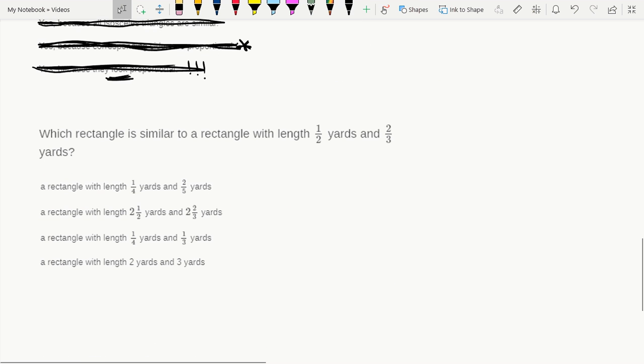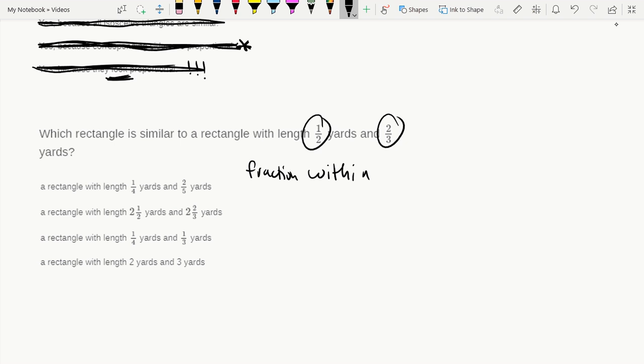All right, now finally, which rectangle is similar to a rectangle with length 1/2 and width 2/3? This is going to get a little bit tricky. I'm going to use rule number 2, fractions within. So I'm going to make a fraction out of this. That's 1/2 over 2/3.